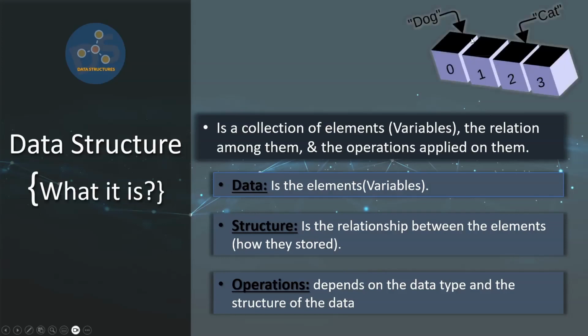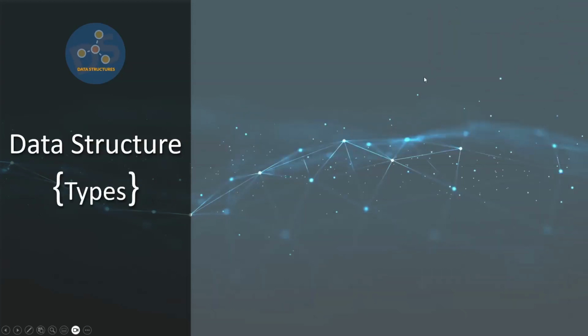Similar to this one, like dog and cat, they are both animals. So we can store them here and we call this animals collection. So let's get into the types of data structure.